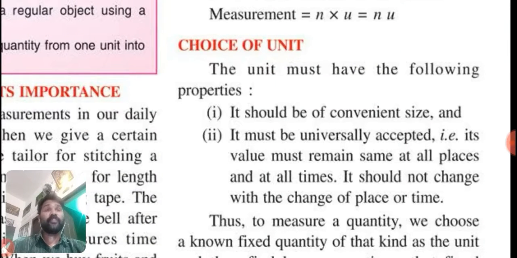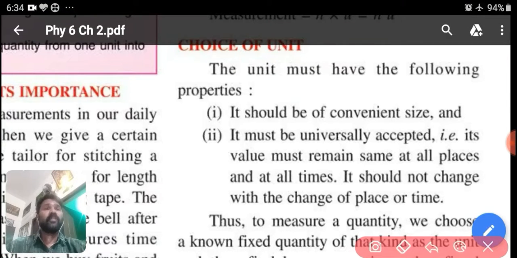Choice of unit. Okay, students, the unit must have the following properties. First one, it should be of convenient size. It should be convenient for us. The measurement which we are choosing should be convenient for us.